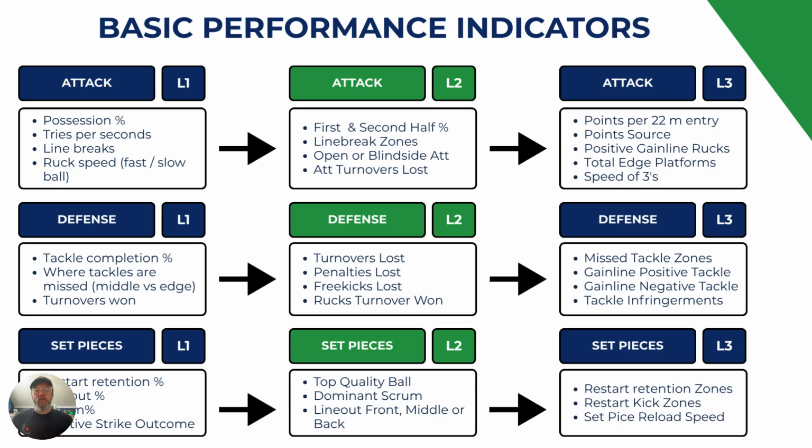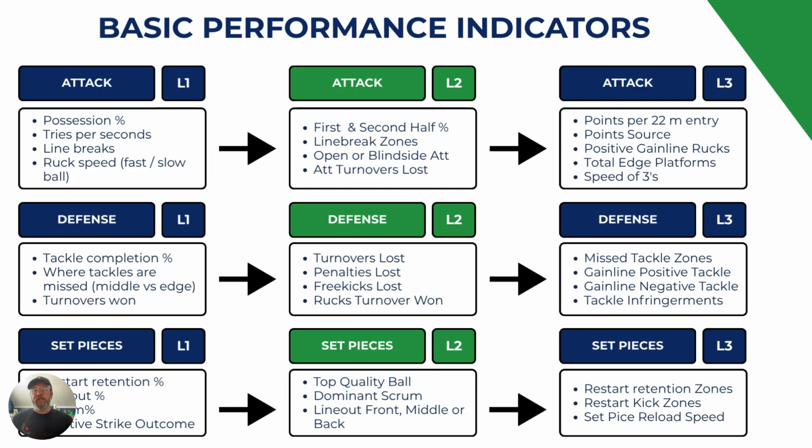On attack, look at your success rate on your open and blind side attack. Did you have a really good success rate on the blind side or the open side? And obviously you can look at turnovers lost. Now you can go one level deeper. You figure out possession, you figure out your first and second half possession. Now you can look at maybe how many points did you score entering the 22. Every time you enter their 22, did you walk out of there with points? Point source is a good one. You can figure out, did most of our points come from set pieces? Did most of our points come from free open play or from turnover ball? That will give you an idea of what our strongest attacking pattern is.